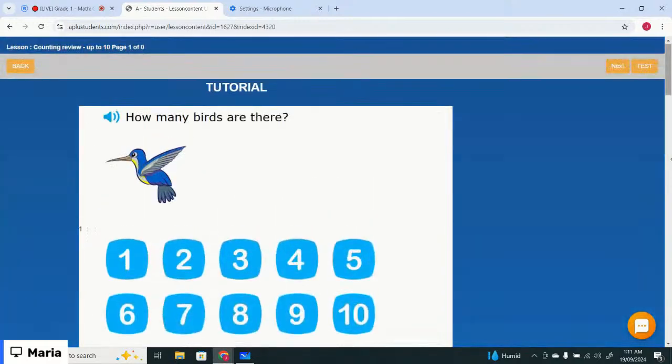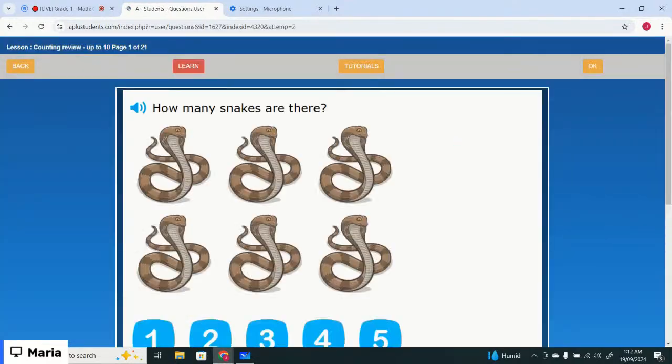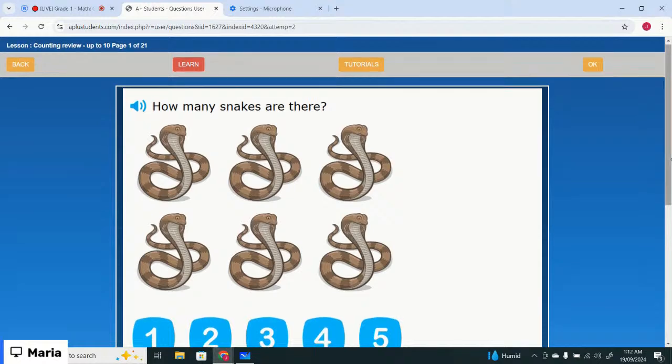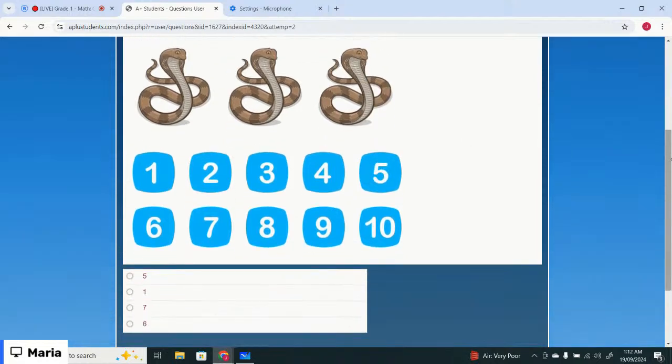Okay, let's just start with the test questions. How many snakes are there? We need to count the snakes. So let's just count, right? We have 1, 2, 3, 4, 5 and 6 snakes. So we have total 6 snakes. The correct option is 6.